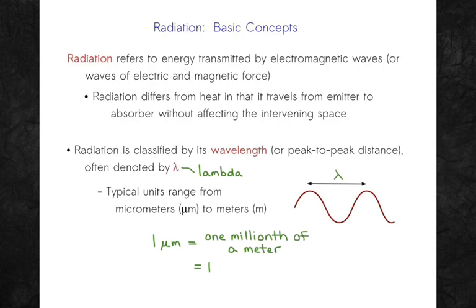In scientific notation, 1/1,000,000th of a meter would be 10 to the minus 6th, which means we take a 1 and then move the decimal point 6 places to the left, and that's going to give us 0.000001 meter. So it's a very small amount of distance.